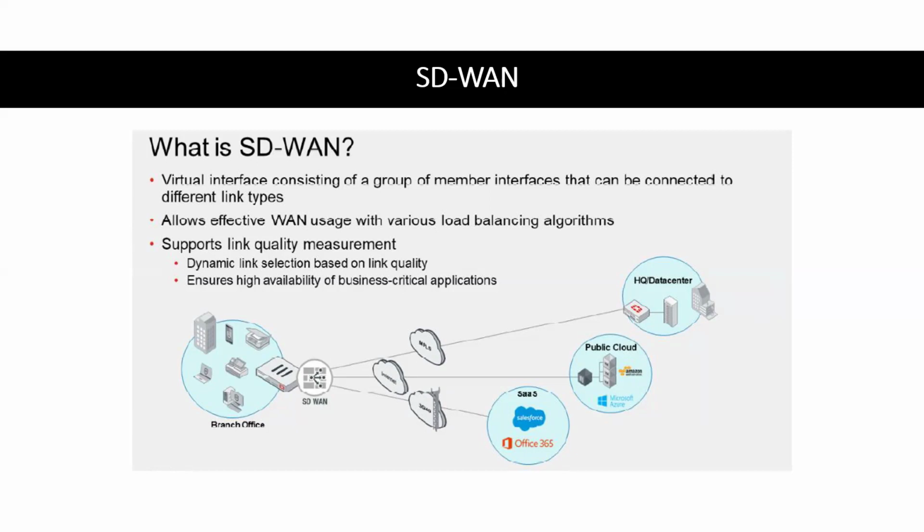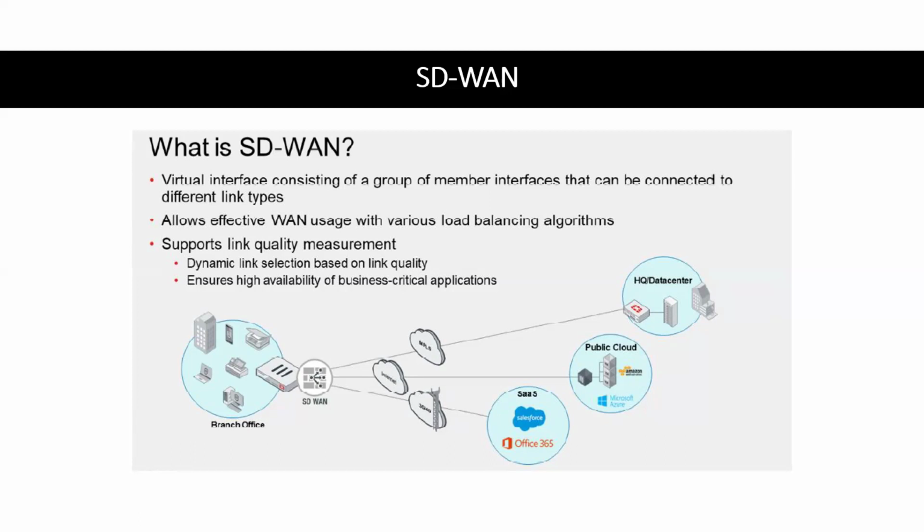Another important feature of SD-WAN is link quality measurements, using either a ping or an HTTP echo. That's going to be your measuring factor, and it's going to be the forefront of being able to determine latency, jitter, or packet loss percentage for each link, and dynamically select links based on these measurements. This ensures high availability for business critical applications.